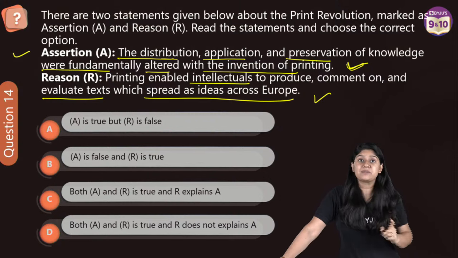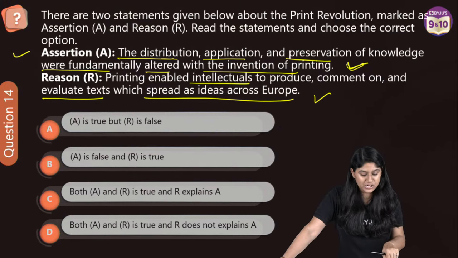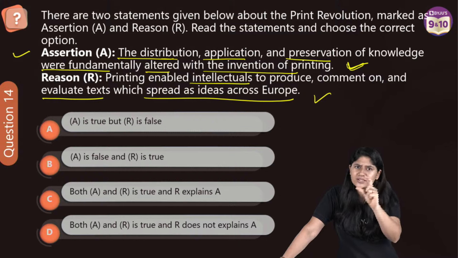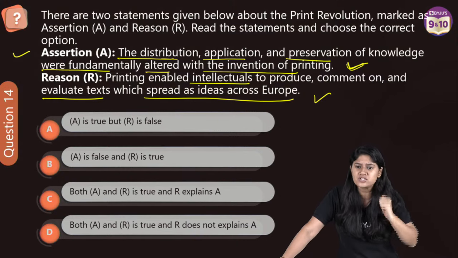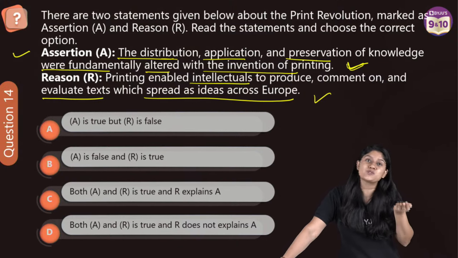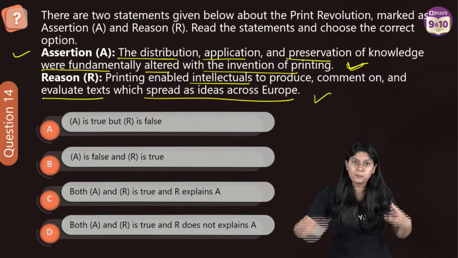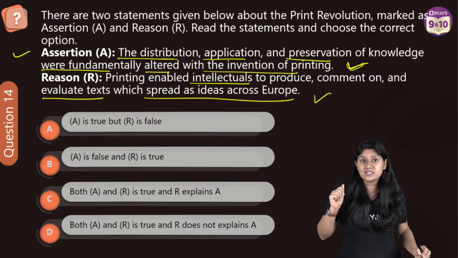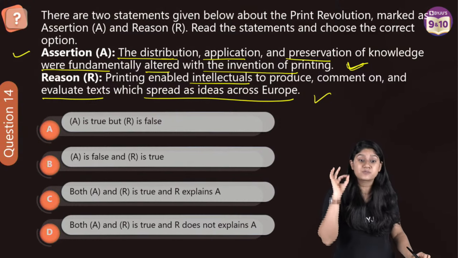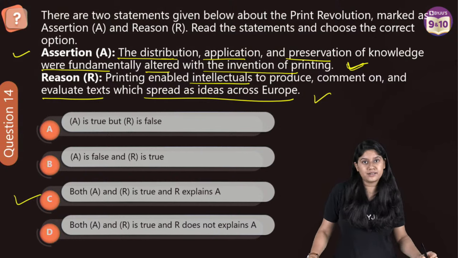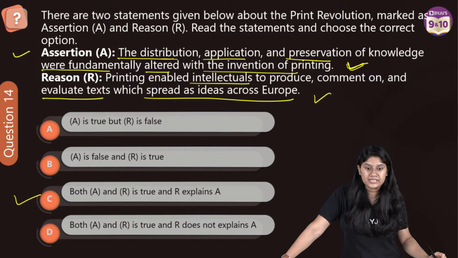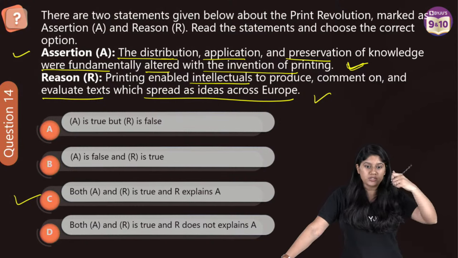Why not A? Because both the statements are correct. We know that the distribution, application and the preservation of knowledge, with the period of time, we saw that as the initial printing was happening, the technology was adding into it. So that's a correct statement. Then the reason is also correct, because once the printing got into the picture, people now can express their thoughts, they can comment. So both the statements are absolutely correct, and it's a correct explanation also. So option number C is the correct answer. Clear? Option number C will be the correct answer. I hope that you got it.